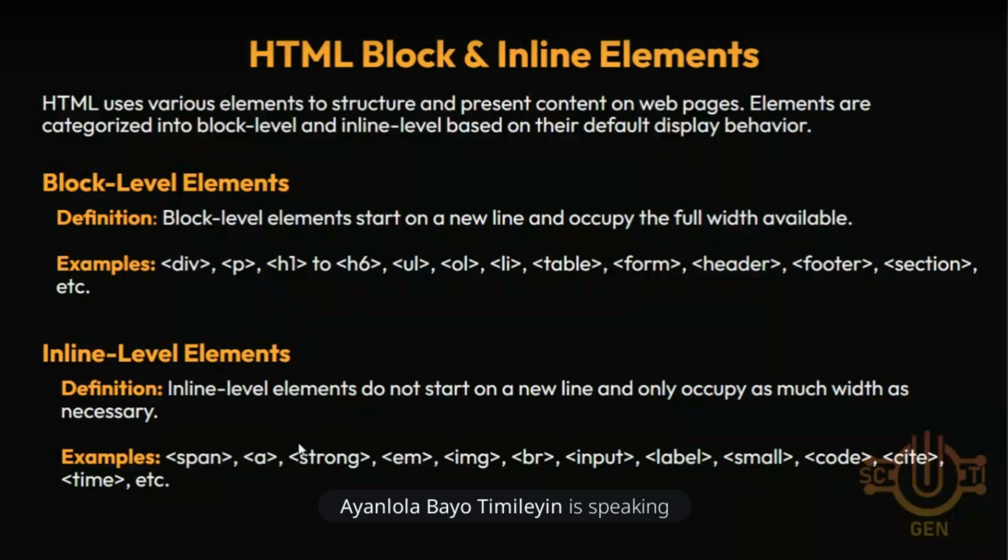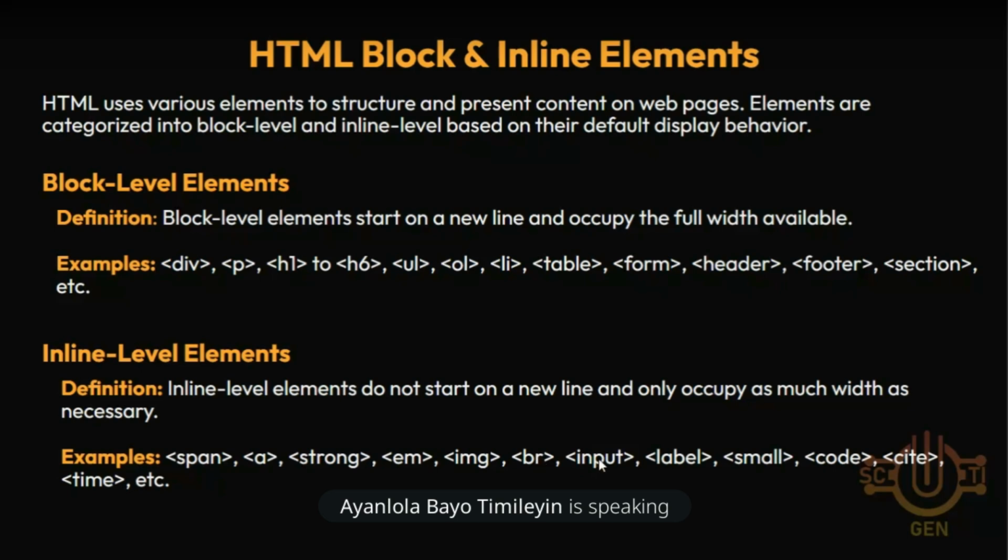All right, and then we have the strong. The strong is also a good example of an inline level element. The EM for making text italic is another example of inline level elements. And then we have the IMG. If you have done assignment 2, I'm very sure you must have noticed this. All your images are rendered on the same line. They do not start on a new line. And then we have the BR to break content to a new line.